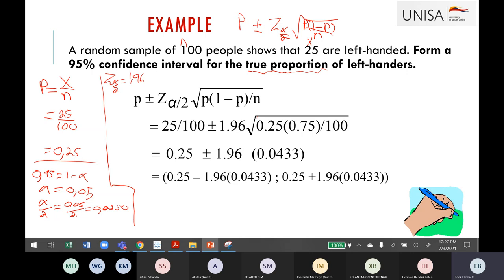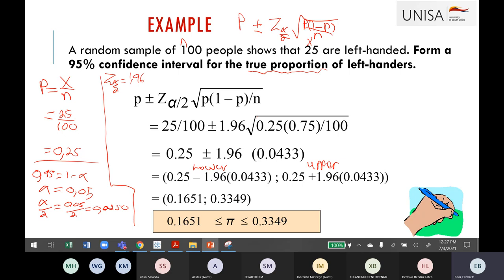And I can split it into two, because I'm looking for my lower boundary, or my lower interval limit, and my upper limit, and simplify the equation 0.25 minus 1.96 times 0.043 gives me 0.1651 and 0.3349. And that is how you find the confidence interval for the proportion. And you can write it as such as well, by relating it to the population proportion.